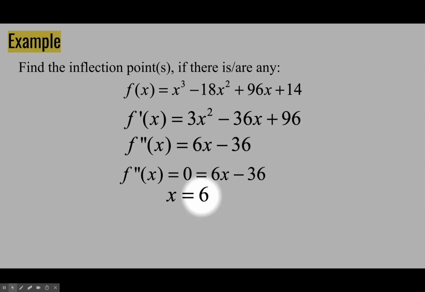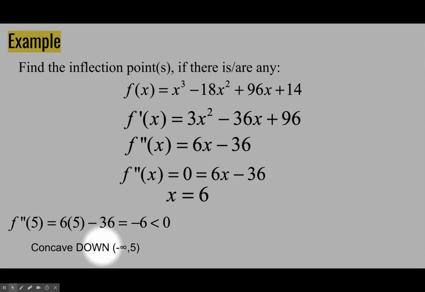So our strategy will be to simply take a look at a point to the left of x equals 6 first. We'll make it easy. Let's choose one unit to the left, x equals 5. And then we ask, what is the value of the second derivative at 5? So we plug 5 into the second derivative up here. 6 times 5 is 30. 30 minus 36 is negative 6. So the second derivative at 5 is negative, which tells us that we are concave down to the left of 6. So everywhere from negative infinity all the way up to 6, this is a concave down graph.